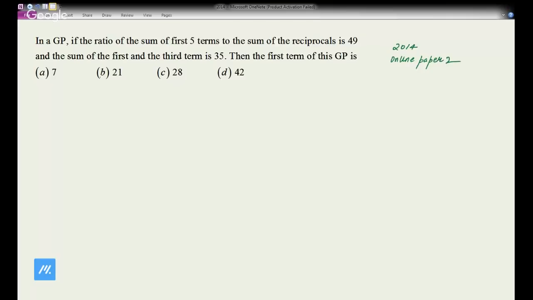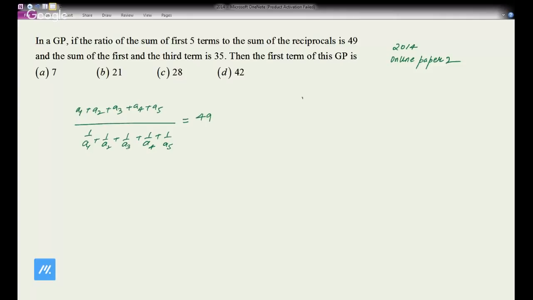So see, in a GP, if the ratio of sum of first 5 terms, as the question goes on, just start writing it. If you want to save your time in the exam, if there is a ratio, there will be something below too. So the sum of reciprocals of these 5 terms, you might get confused, sir, reciprocal of what? Use common sense. It is given to be 49.